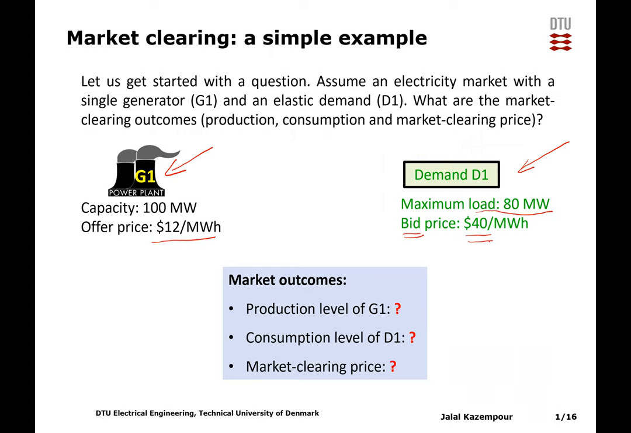So the question is, what the market outcomes will be in terms of production level of generator G1, consumption level of D1, and most importantly, the market clearing price. Let's start with the production level. How much will it be? It's a simple question, right? Maybe you can write a few numbers in the chat box. Drake, maybe you can write in the chat box.